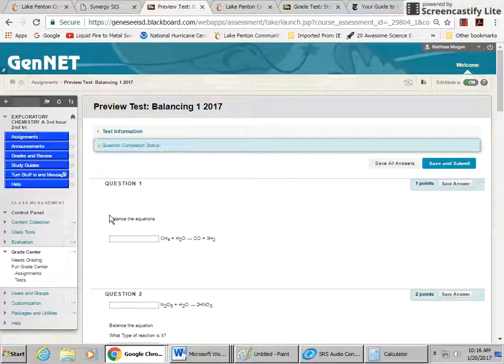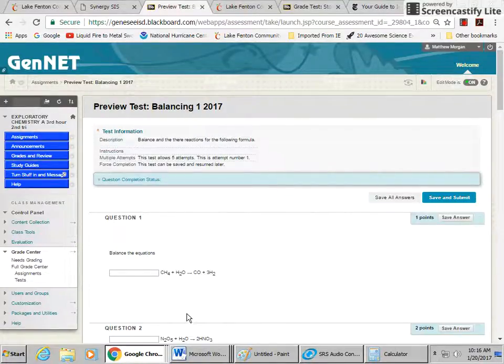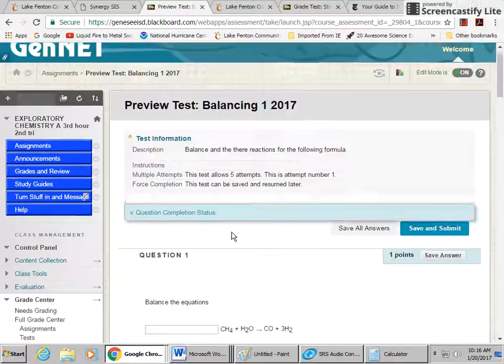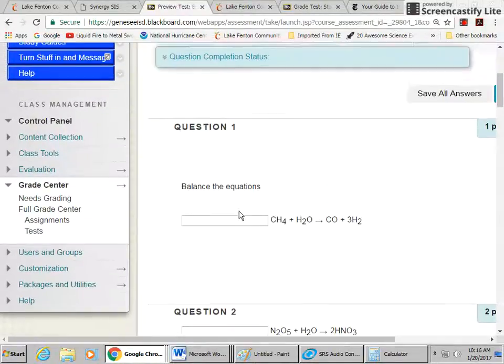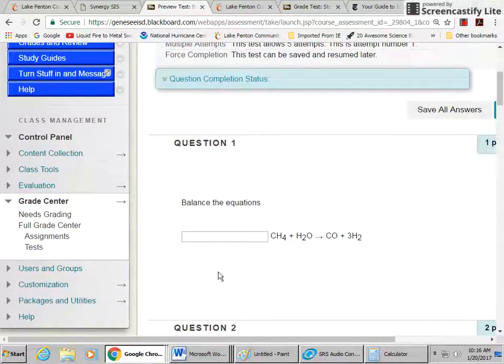And the first one says balance this equation. Let me zoom in so everybody can see it. Okay, so we have methane and water goes to carbon monoxide and hydrogen, or dihydride. The first thing that you do is you look for something that you cannot change.